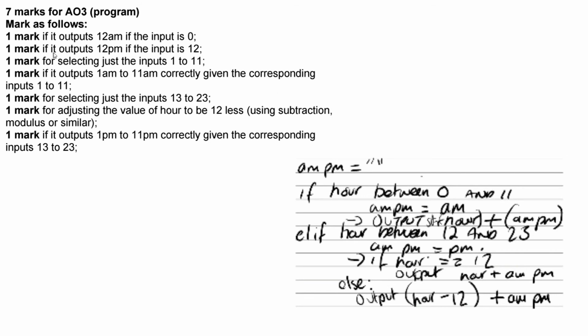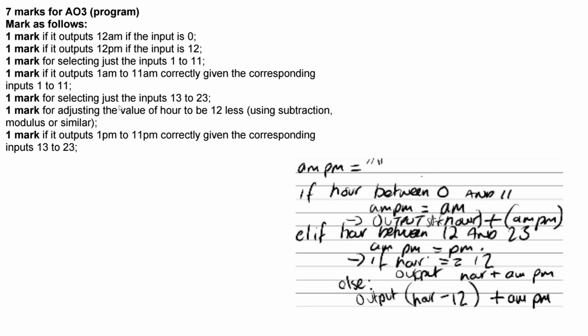So 1 mark if it outputs 12 PM if the input is 12. So we got this one right, because I remembered that one by writing all those numbers at the top. So I've got that mark, yes. 1 mark for selecting just the inputs 1 to 11. I won't get that 1 mark because I didn't put 1 to 11, I put 0. That's annoying. 1 mark if it outputs 1 AM to 11 AM correctly, given the corresponding input 1 to 11. Yes, I will get that mark because that would happen with this algorithm.